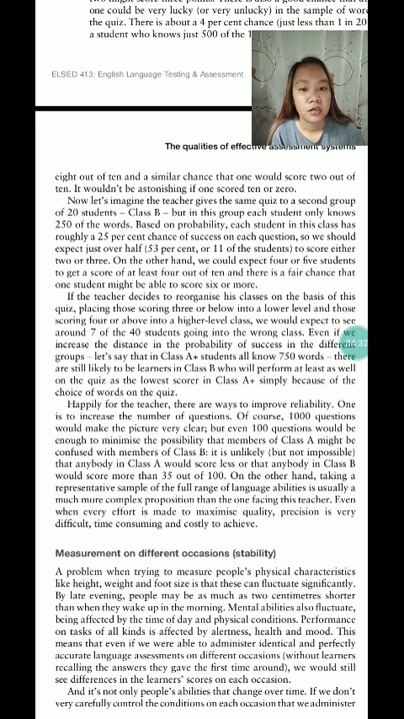Happily for the teacher, there are ways to improve reliability. One is to increase the number of questions. Of course, 1,000 questions would make the picture very clear, but even 100 questions would be enough to minimize the probability that members of Class A might be confused with members of Class B. It's unlikely, but not impossible, that anybody in Class A would score less, or that anybody in Class B would score more than 35 out of 100.